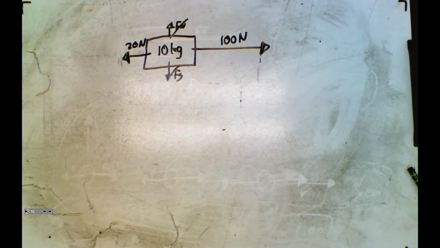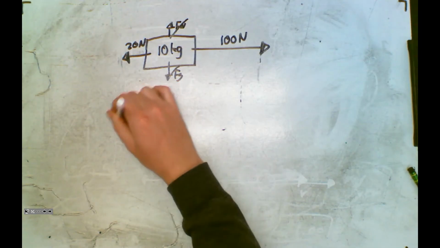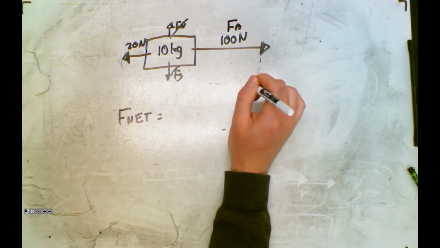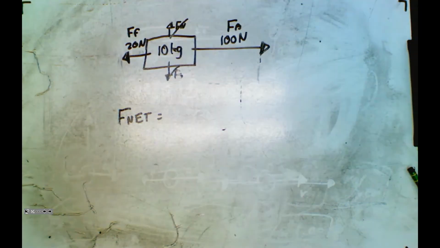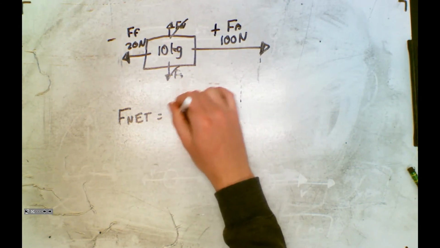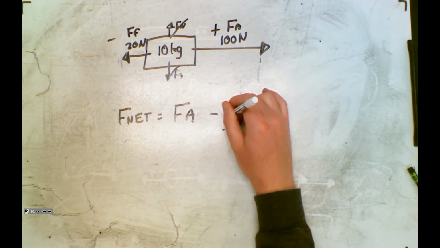So after I draw my free body diagram, I will write an Fnet equation. This is my force applied, and this is my force of friction. So I'm going to make this positive, I'm going to make this negative, so I can say force applied minus my force of friction, right?